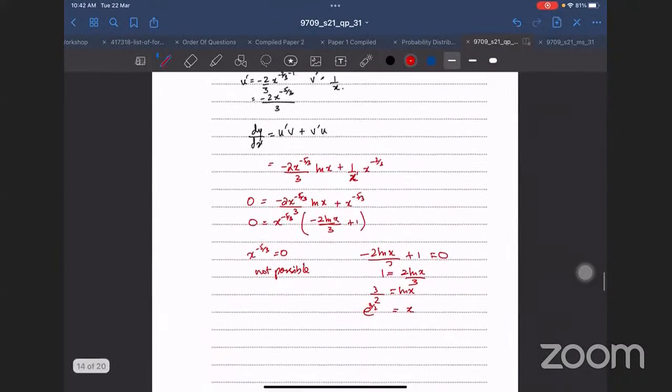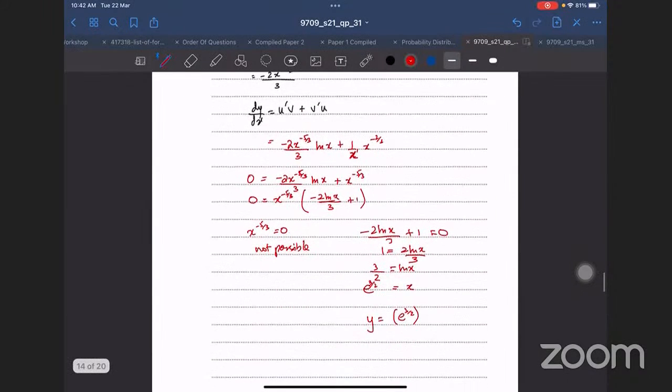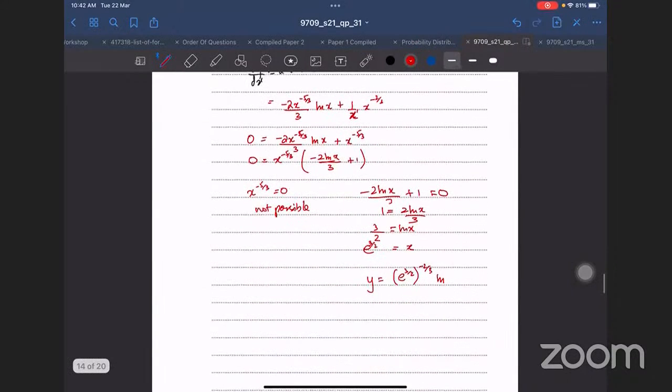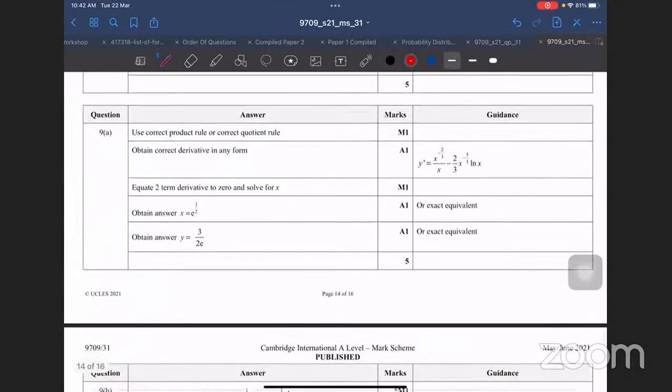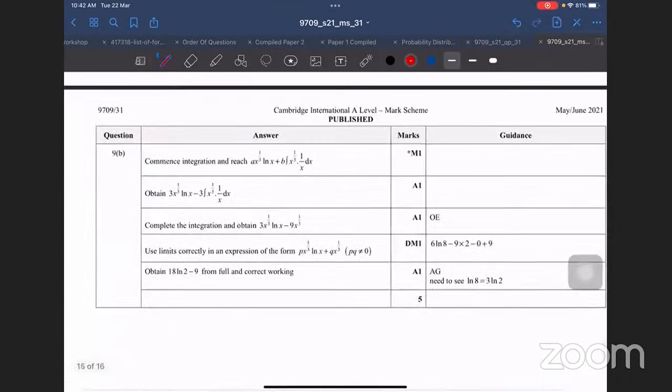I need the y coordinate as well. So y equals e power 3 over 2, to the power minus 3 over 2, minus 2 over 3 ln e power 3 over 2. So this cancels out, this cancels out. I get 1 over e, and here I get 3 over 2. That's 3 over 2e. So the exact coordinates are e power 3 over 2 comma 3 over 2e. Yes, that's the correct answer.